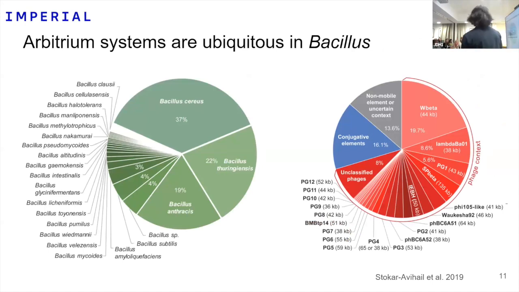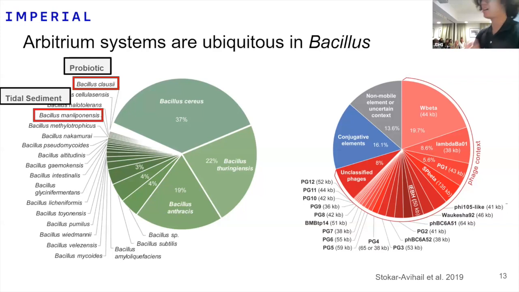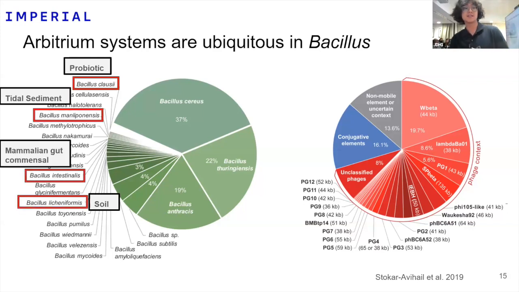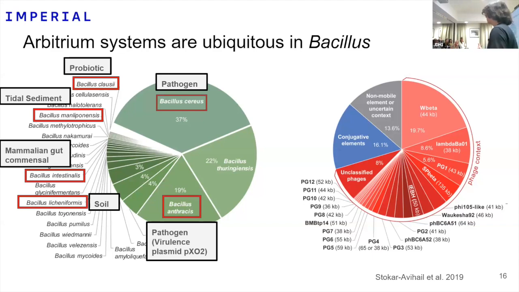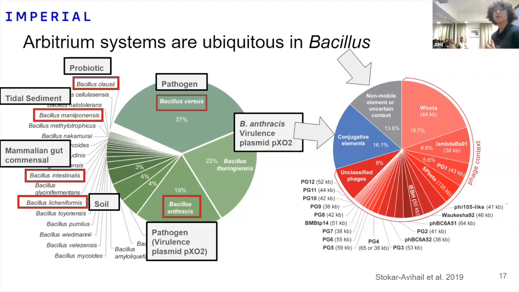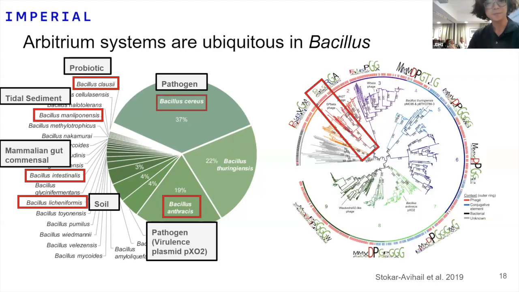Well, it's ubiquitous in Bacillus in a lot of genomic and environmental contexts. You can find them in phages that infect probiotic species, tidal sediments, mammalian gut, soil, and even in pathogens. Something to also know is that besides phages, you can also find arbitrium systems inside conjugative plasmids. Most notably, the virulence plasmid pXO2 in Bacillus anthracis. And we've learned yesterday how Bacillus anthracis is pretty scary for a variety of reasons.